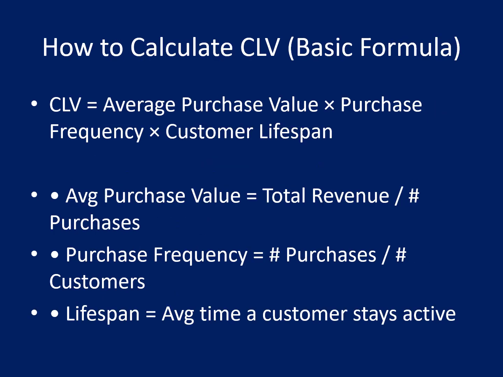Here is a simple way to calculate CLV. CLV equals average purchase value times purchase frequency times customer lifespan. Let me break this down. Average purchase value is how much a customer typically spends per purchase. Purchase frequency is how often they buy. Customer lifespan is how long they continue buying from you. This basic formula gives you a quick yet useful estimate of a customer's value over time.